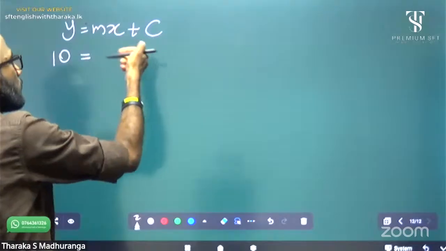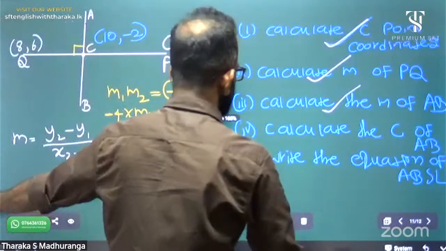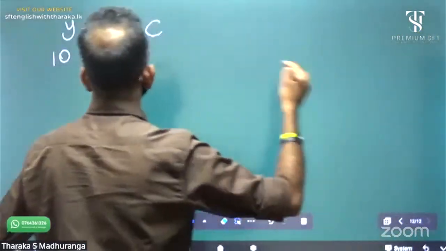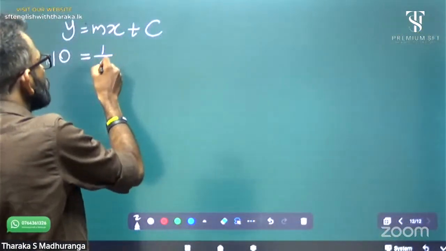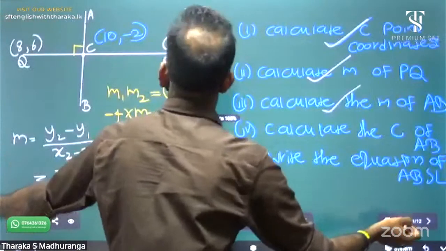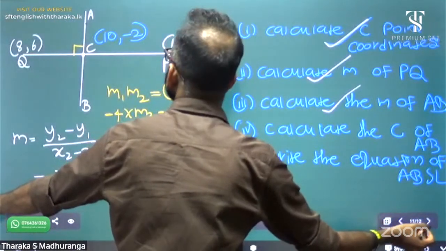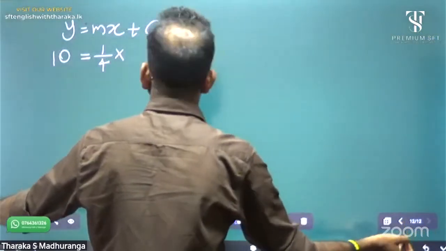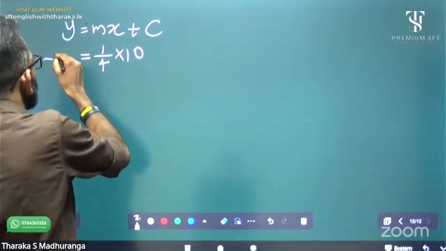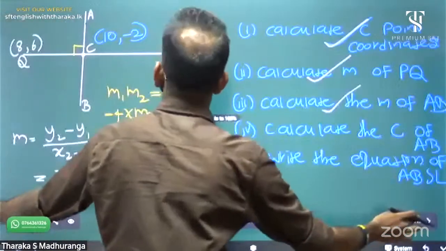Sorry, the gradient of the AB straight line was 0.25. Instead of 0.25, better to use 1 over 4. The x value was 10. Sorry, it's minus 10. The y value is minus 2. Good.